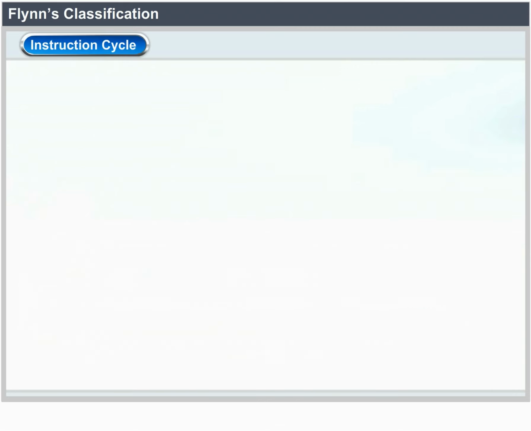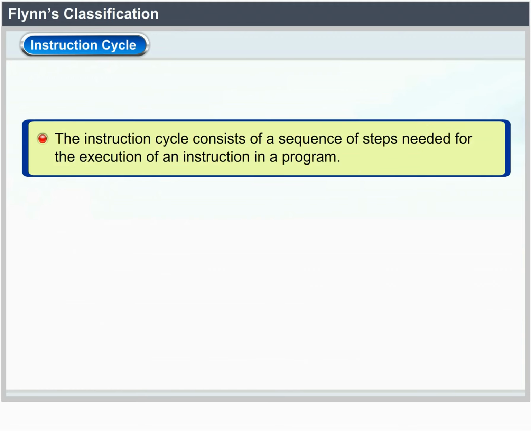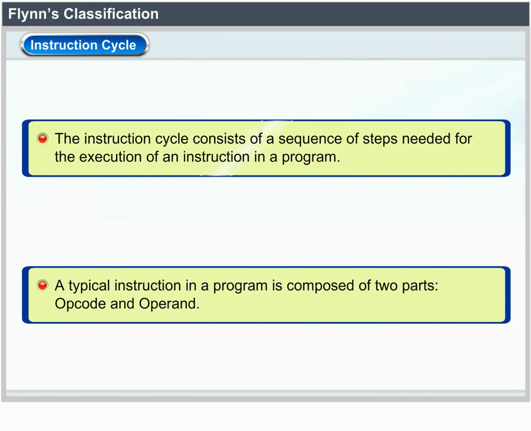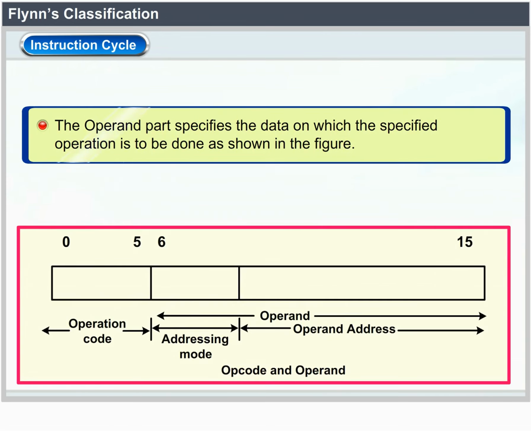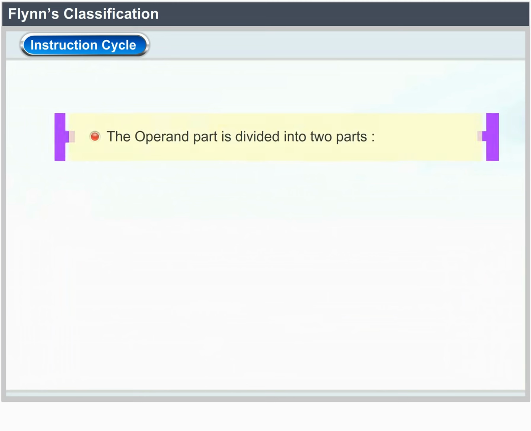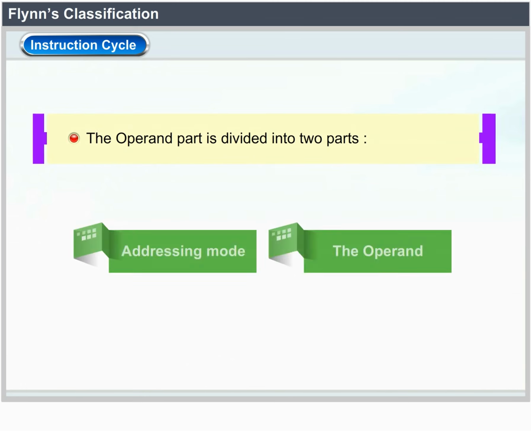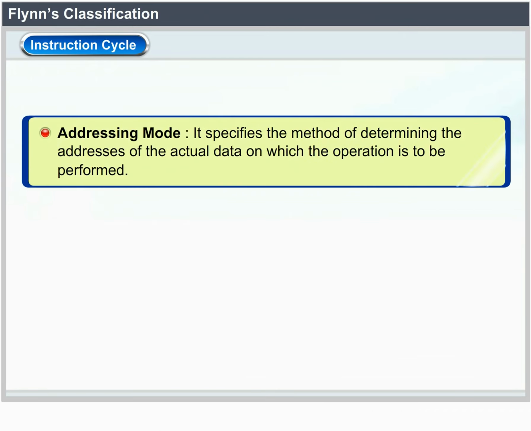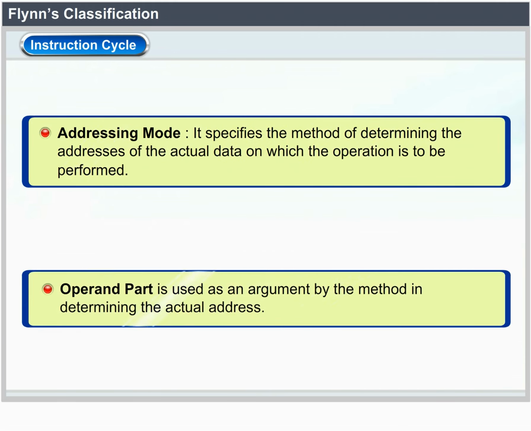Instruction cycle. The instruction cycle consists of a sequence of steps needed for the execution of an instruction in a program. A typical instruction in a program is composed of two parts, opcode and operand. The operand part specifies the data on which the specified operation is to be done, as shown in this figure. The operand part is divided into two parts, addressing mode and the operand. Addressing mode. It specifies the method of determining the addresses of the actual data on which the operation is to be performed. Operand part is used as an argument by the method in determining the actual address.